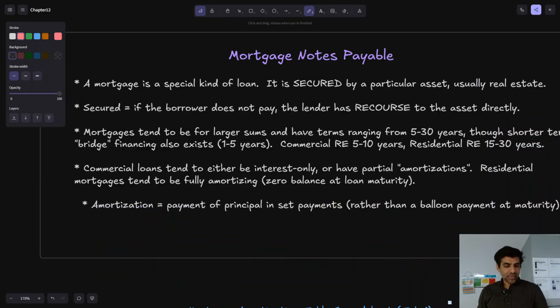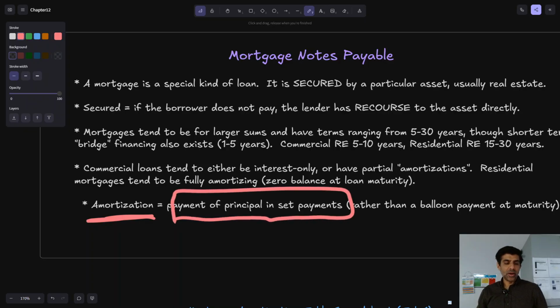Amortization, in the context of a bond or a loan, refers to the payment of principal in set payments. It has a different context for amortizing intangible assets, but in the context of bonds, loans, and payables, it just means the payment of principal. Okay, any questions on this? I'm just trying to lay out some terminology. Some of it may be familiar because mortgages are a big part of people's financial lives, so hopefully you've heard a lot of this already.